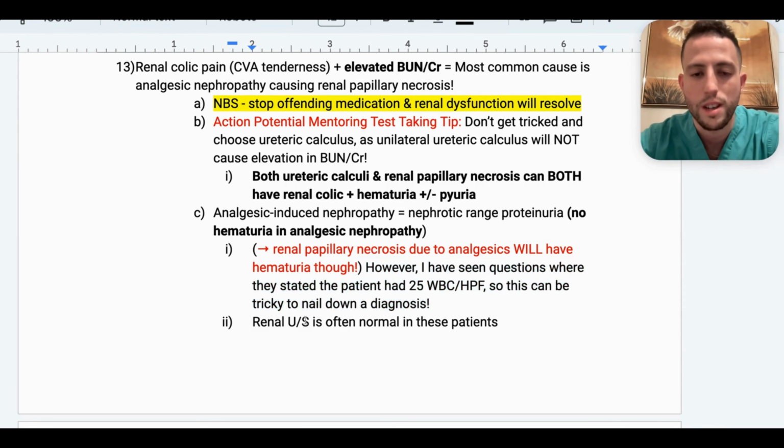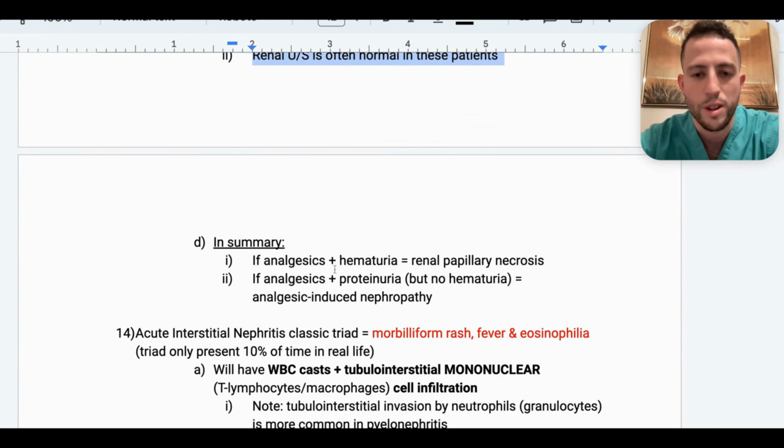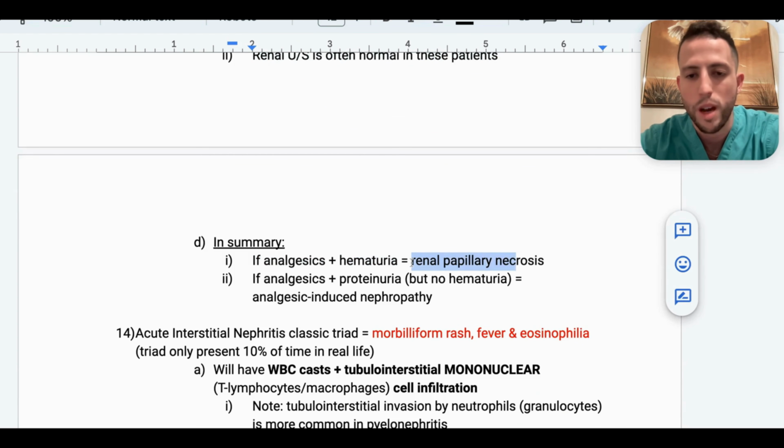The renal ultrasound is often going to be normal in these patients. So in summary, just one more time, if analgesics plus hematuria, you're thinking renal papillary necrosis. If analgesics plus proteinuria but without hematuria, you're thinking analgesic-induced nephropathy.